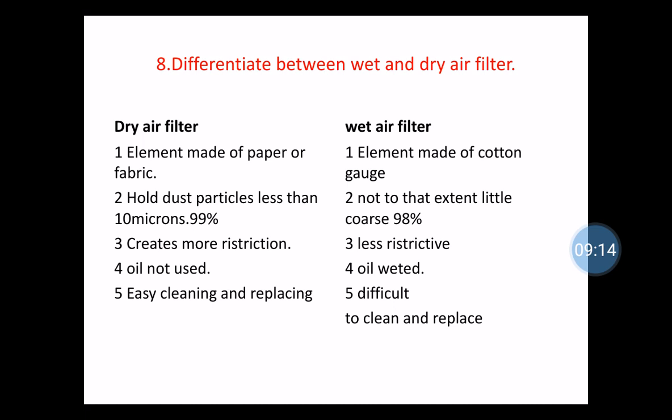Now question number 8. Differentiate between wet and dry filter. What is the difference between dry air filter and wet air filter? First point, dry air filter element is made of paper or fabric. Dry means paper is wound to form the filter. Wet air filter element is made of cotton. Cotton gauze is used here.